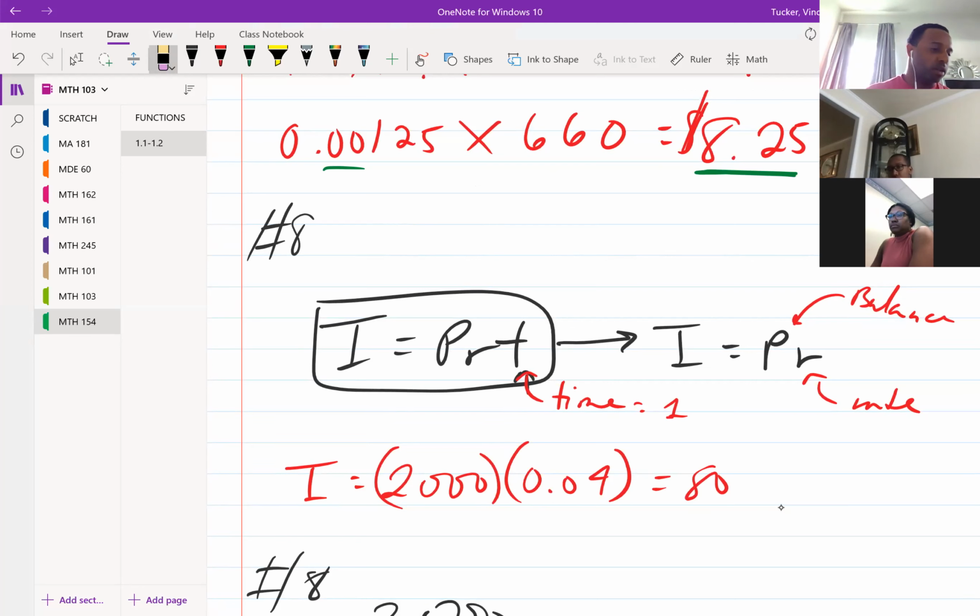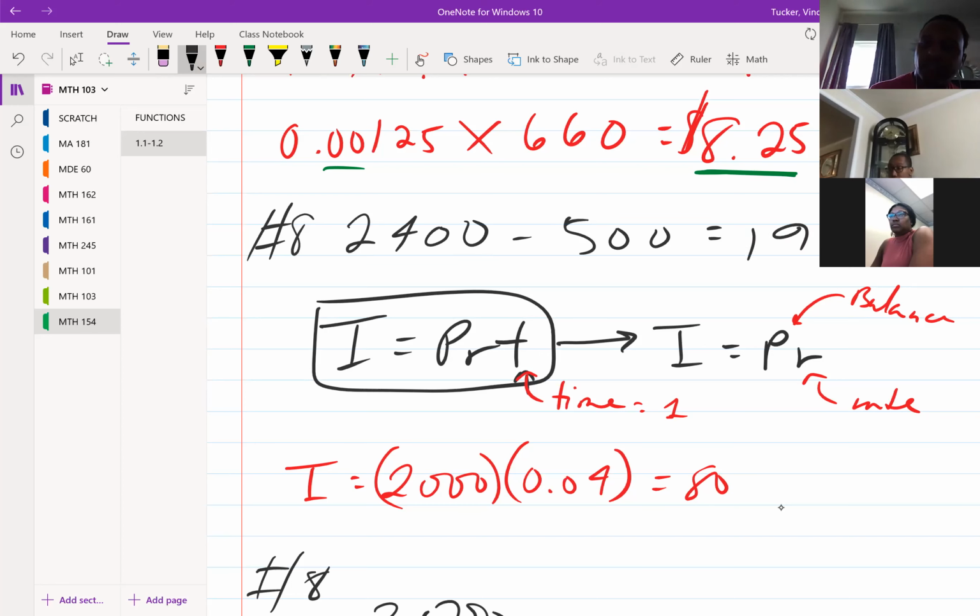So we had in this problem $2,400, and there was a down payment of $500, and that'll give us $1,900. And we had a 3% monthly interest.